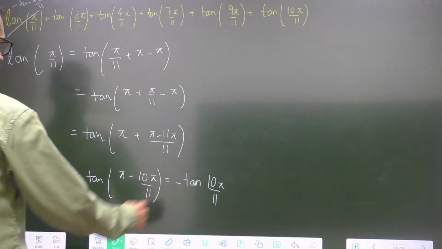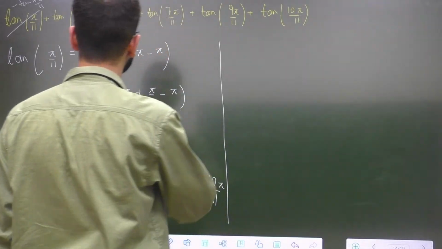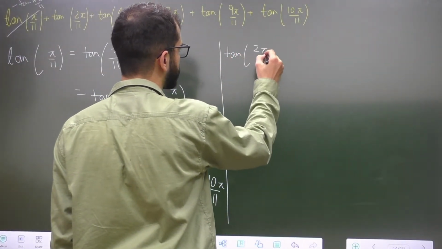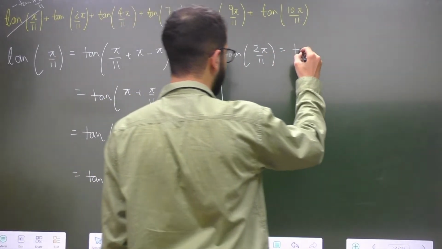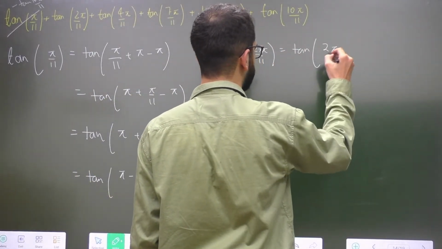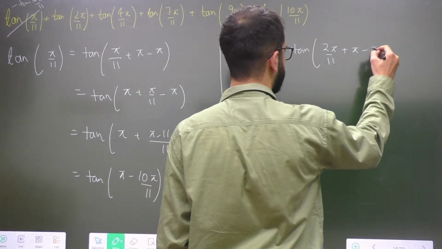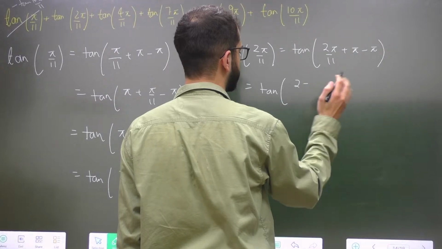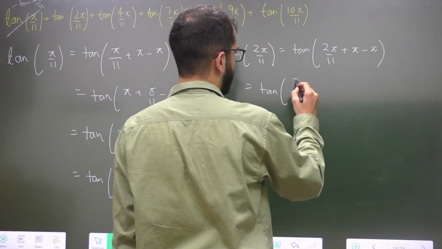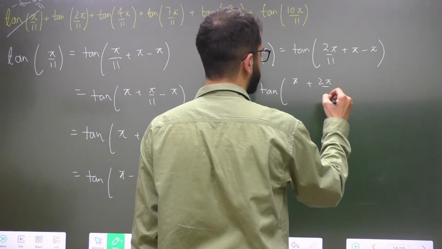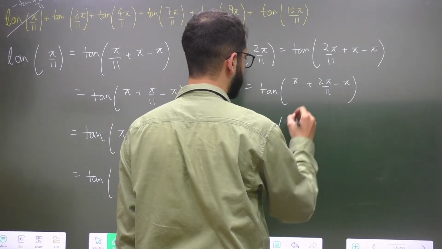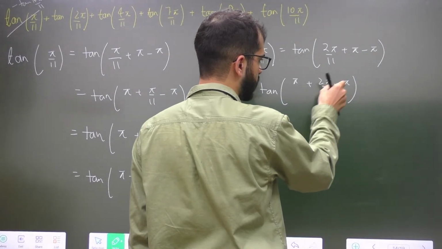Now let's discuss this for the second term. The second term is tan 2 pi by 11. If I am writing tan of 2 pi upon 11, if I add and subtract pi, I will get plus pi minus pi. Now this will be written as tan of pi plus 2 pi by 11 minus pi, and I can write it as tan of pi plus 2 pi minus 11 pi.